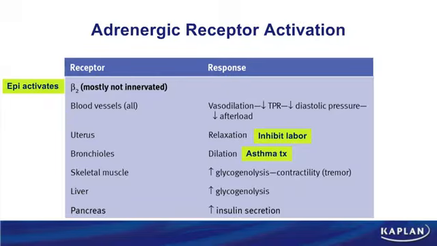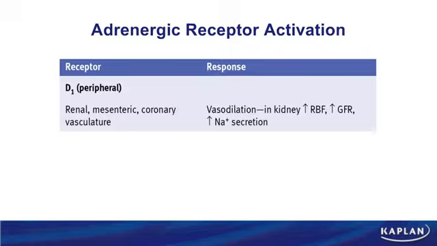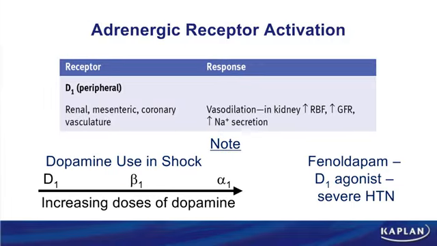We've also got dopamine D1 receptors listed in this table. D1 receptors are especially found on renal blood vessels. Let's focus on those. You get renal vasodilation when you stimulate D1 receptors. That's going to increase renal blood flow and GFR, also increasing sodium excretion. There's a couple of notes in the margin that we want to pay attention to related to dopamine.